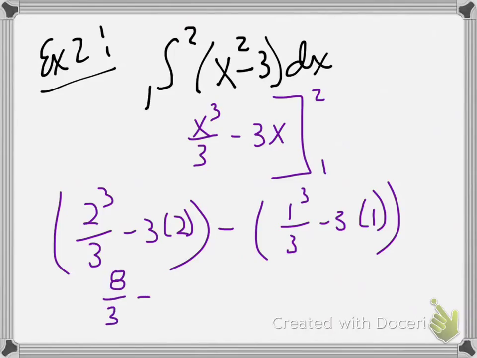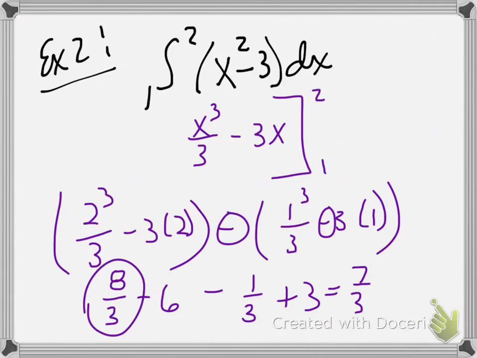8/3 minus 6 minus 1/3 plus 3, because this is distributing the negative. So that actually is going to give me 7/3 if I group these two. Minus 6 plus 3 is minus 3. So I get negative 2/3. So the definite integral of x squared minus 3 from 1 to 2 is equal to negative 2/3.